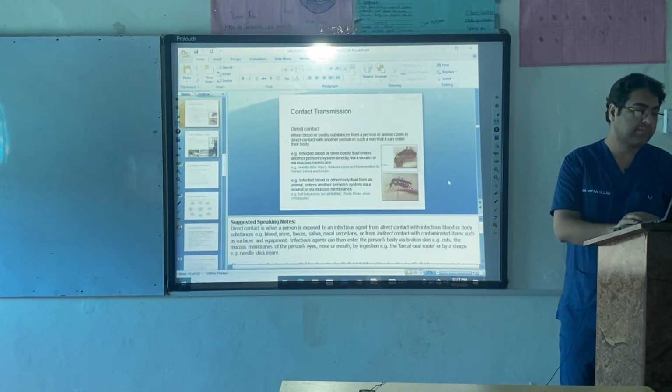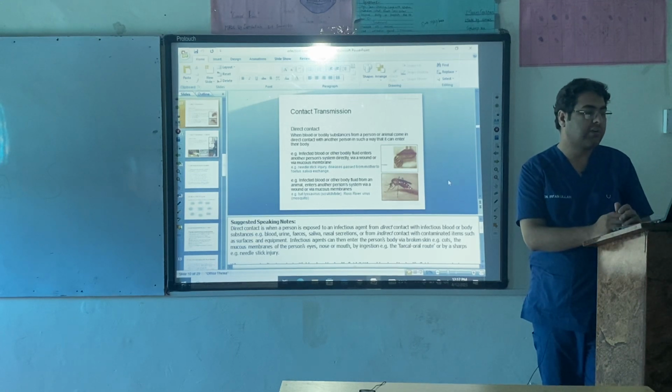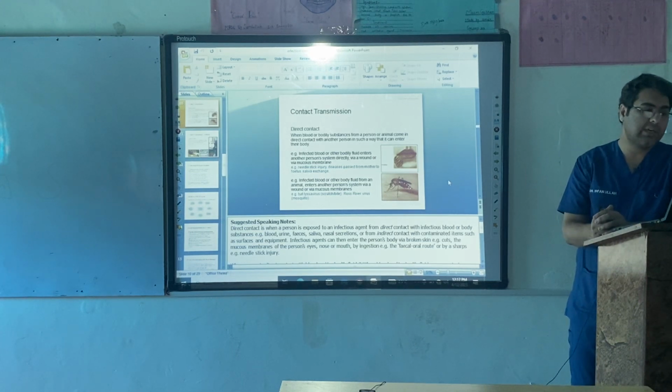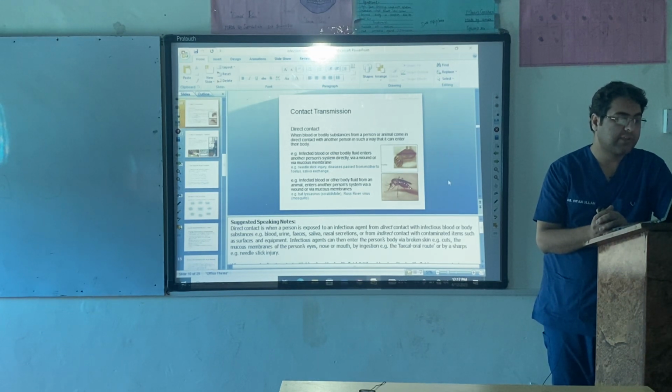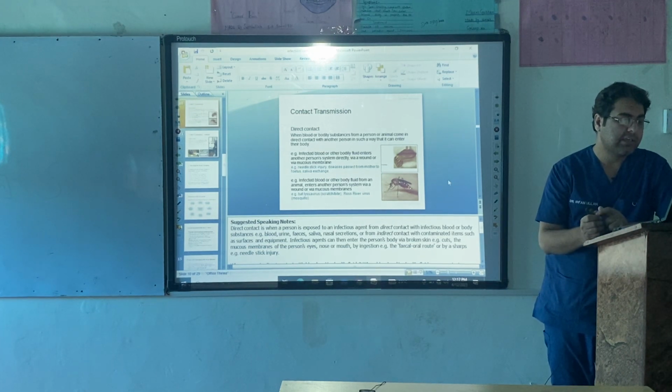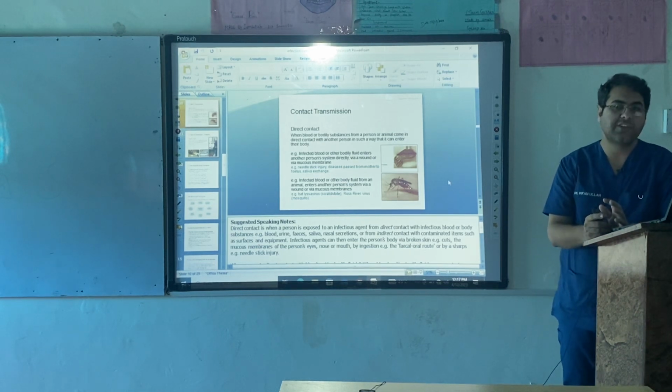So, contact transmission includes direct contact, in which blood or blood substances from a person or animal come in direct contact with another person in such a way that it can enter their body. For example, infected blood or other bodily fluid enters another person's system directly via a wound or via mucous membrane. For example, a needle stick injury, which is a simple syringe prick. Disease can also pass from mother to fetus, and through saliva exchange.